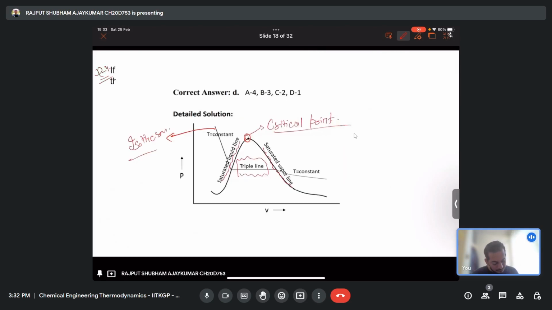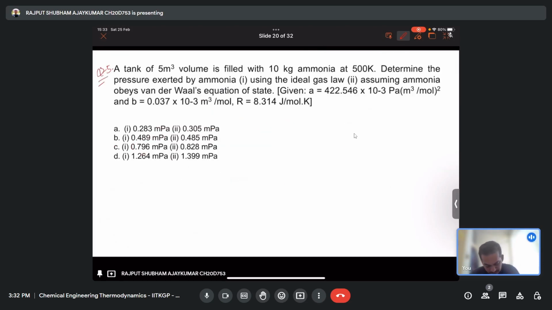Okay, so move to the next question and try to solve this with the non-ideal equations. So we first go through what has been given to us. It's a tank of 5 meter cube volume. It's filled with 10 kg of ammonia at 500 Kelvin. Determine the pressure exerted by ammonia using the ideal gas law. First we have to find the pressure using the ideal gas equation of state. Second, we have to assume that ammonia obeys the Van der Waals equation of state, and we have been given the Van der Waals constants a and b, and the R value is also given. So we have to find the pressure using both equations. First is ideal gas, second is non-ideal, and we'll try to compare both of these values, which is higher and which is lower.